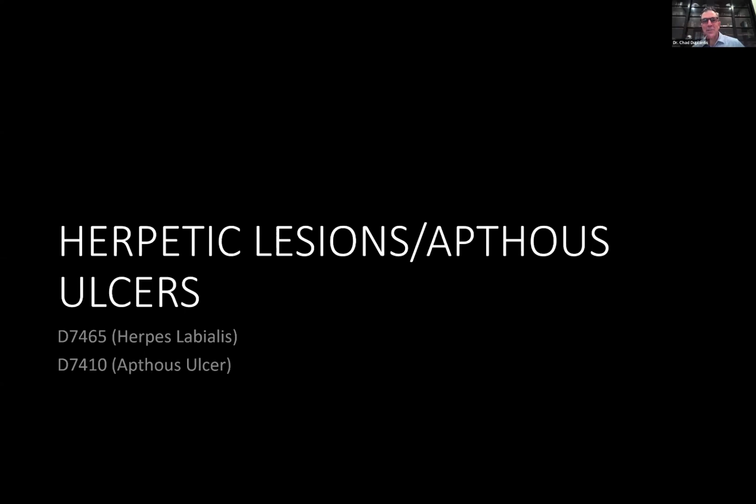Now let's talk about herpetic lesions and aphthous ulcers. We'll talk about this in a few minutes. Some of these procedures are going to make you money and some of them aren't. So for herpes labialis, or a herpes lesion on the lip or vermilion border, our code is going to be D7465. And for an aphthous ulcer, it's going to be D7410. Whether you charge for this or not, that's entirely up to you. There are recommended fees for these certain procedures.